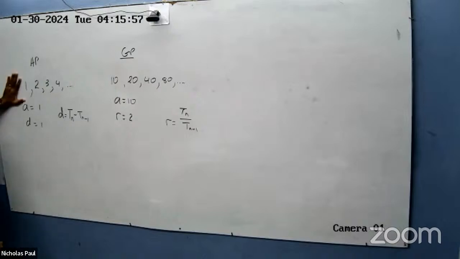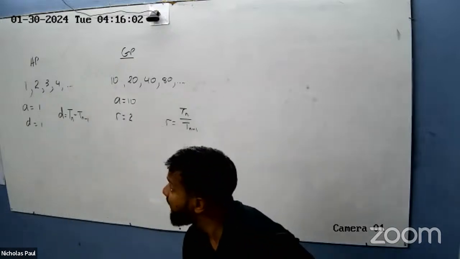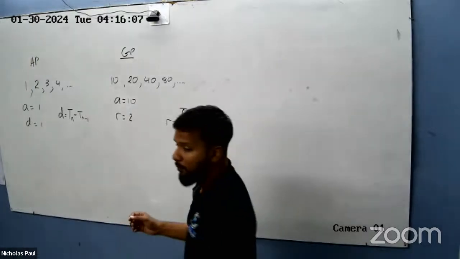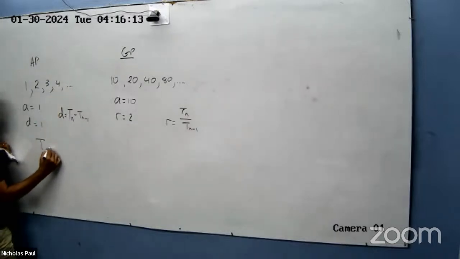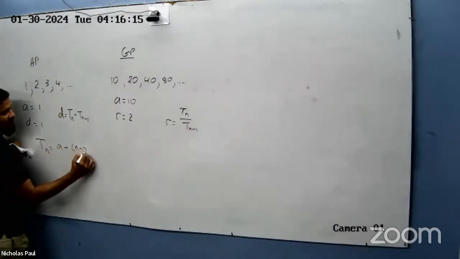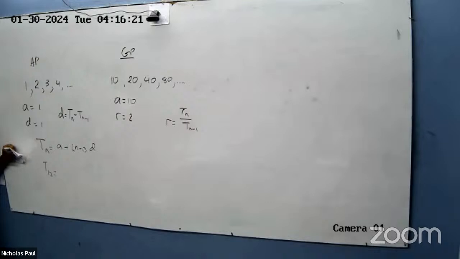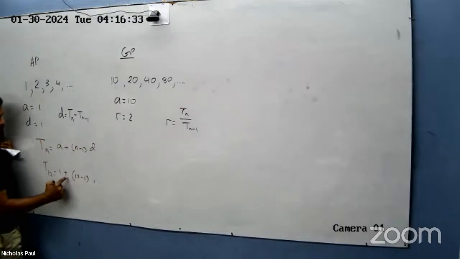We don't want to have to list out our entire GP. So instead of listing out our entire GP, we can just use a formula, and the formula allows us to find any one of the terms. For an AP, the formula is T_n = a + (n - 1)d. So let's try to find the 12th term. What's the 12th term here? a is 1, n is 12, d is also 1. 1 plus 11 is 12.